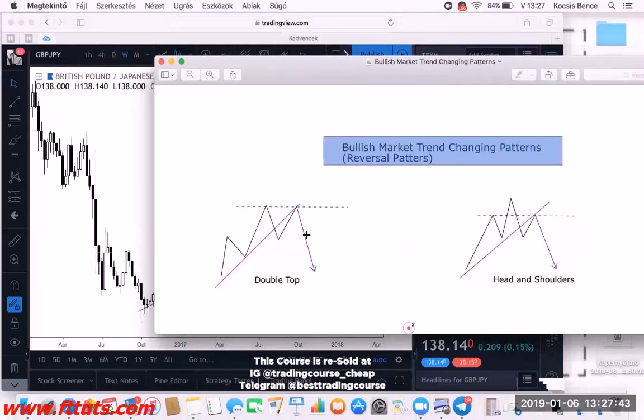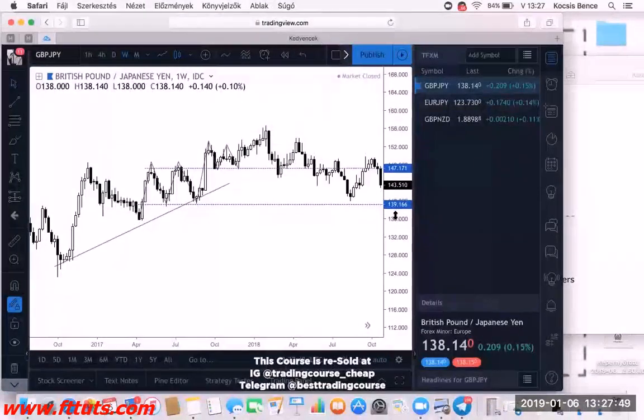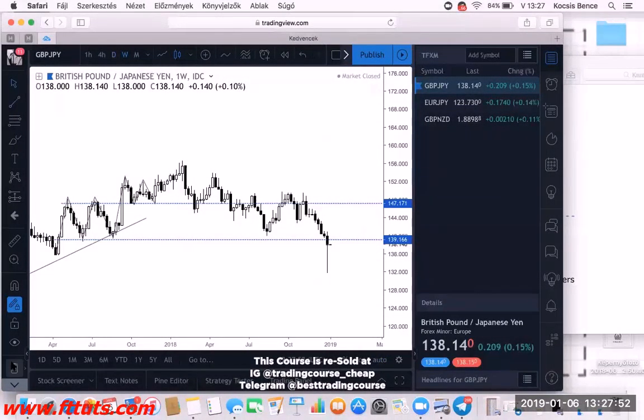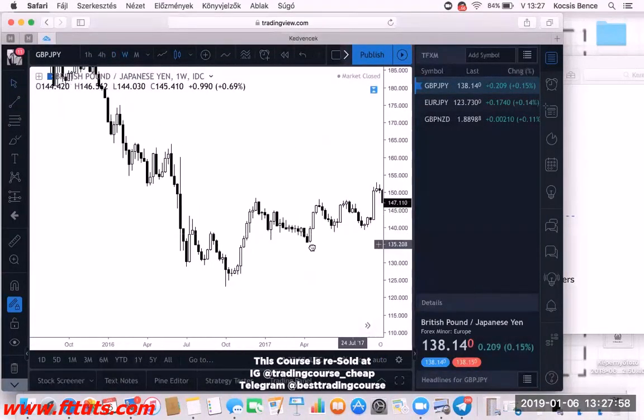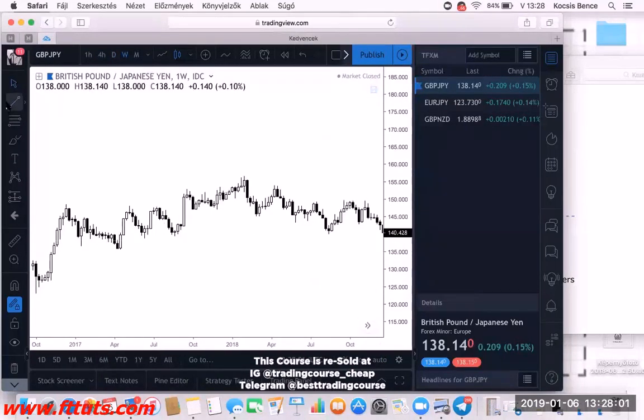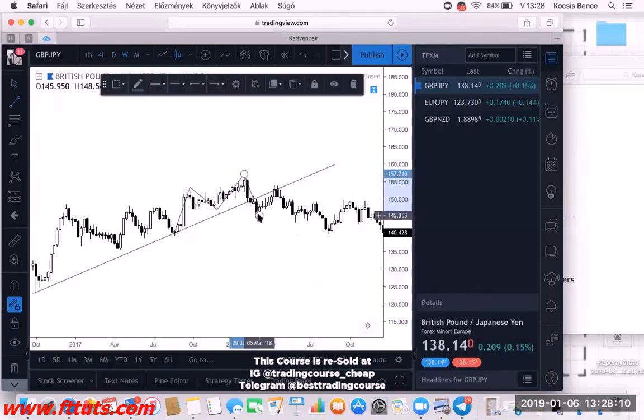So the two reversal patterns on the bullish market are the double top and the head and shoulder. Up, up. So this is the head and shoulder. The price broke this trend line, and after it makes the retest and it creates the right shoulder.